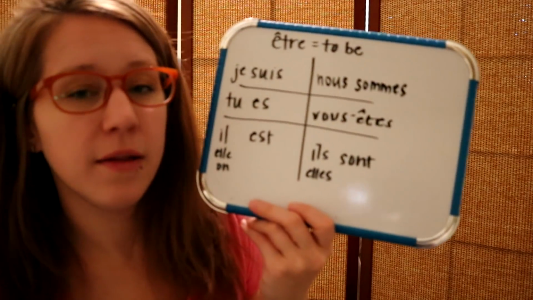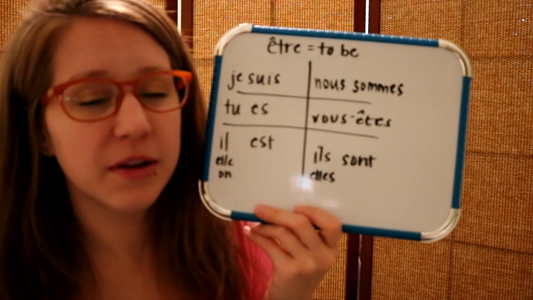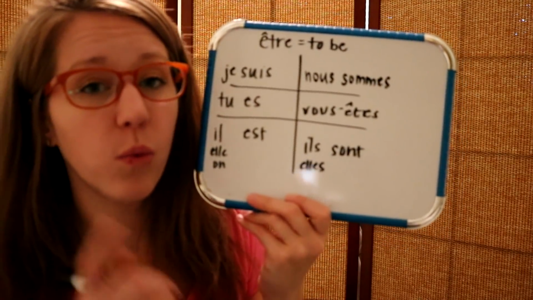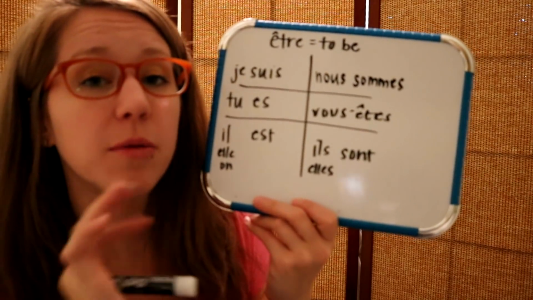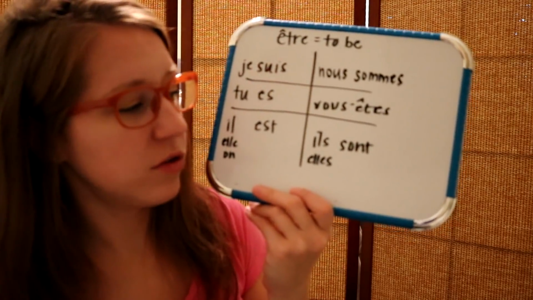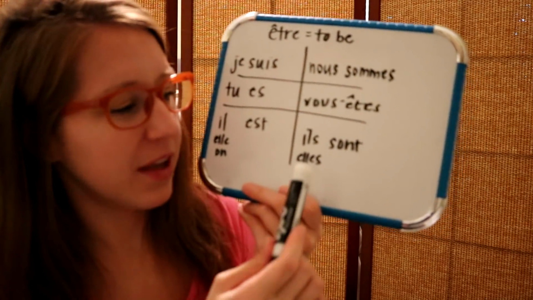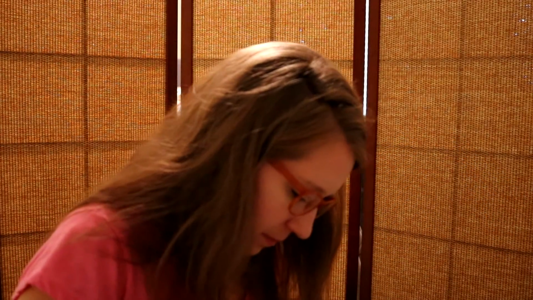Il being the masculine form, or an inclusive group. Anytime a group has even one male in it, you'll use il. But if it's completely feminine, elle. Talk about a bunch of women. Elles sont. Okay?